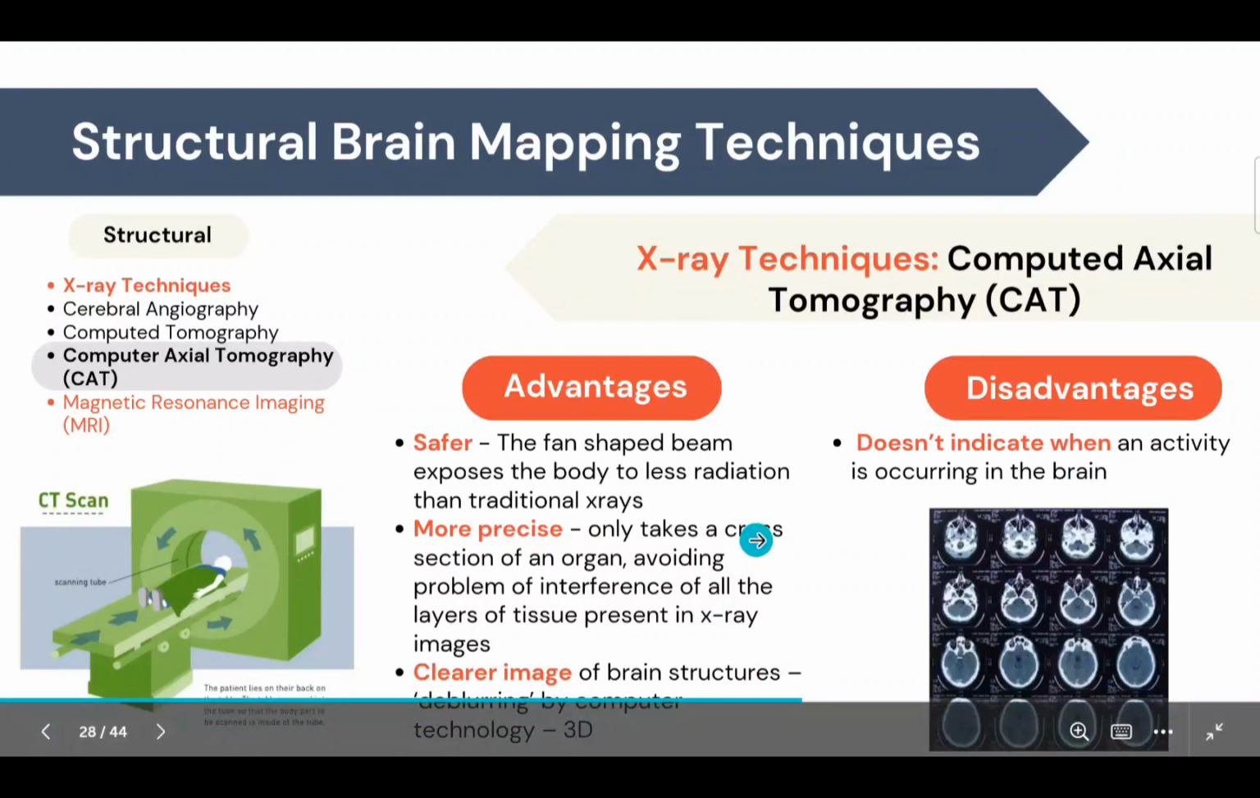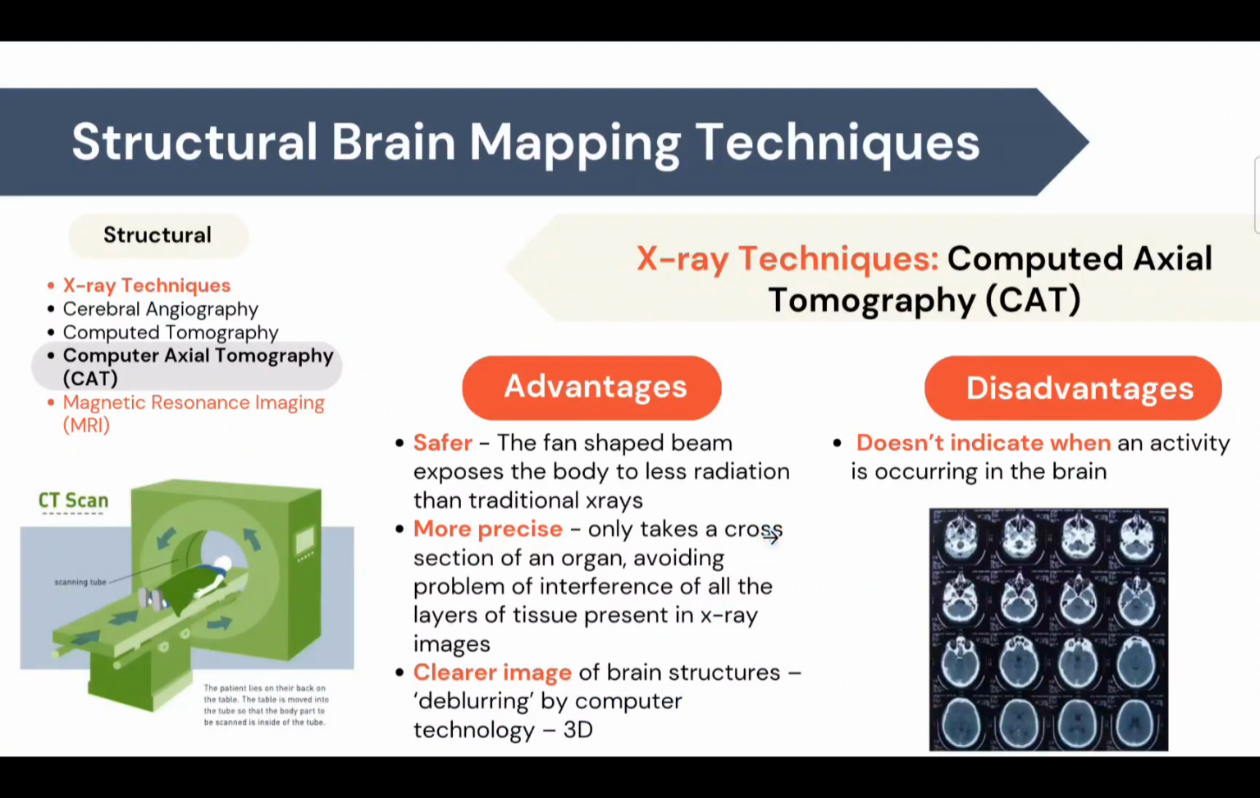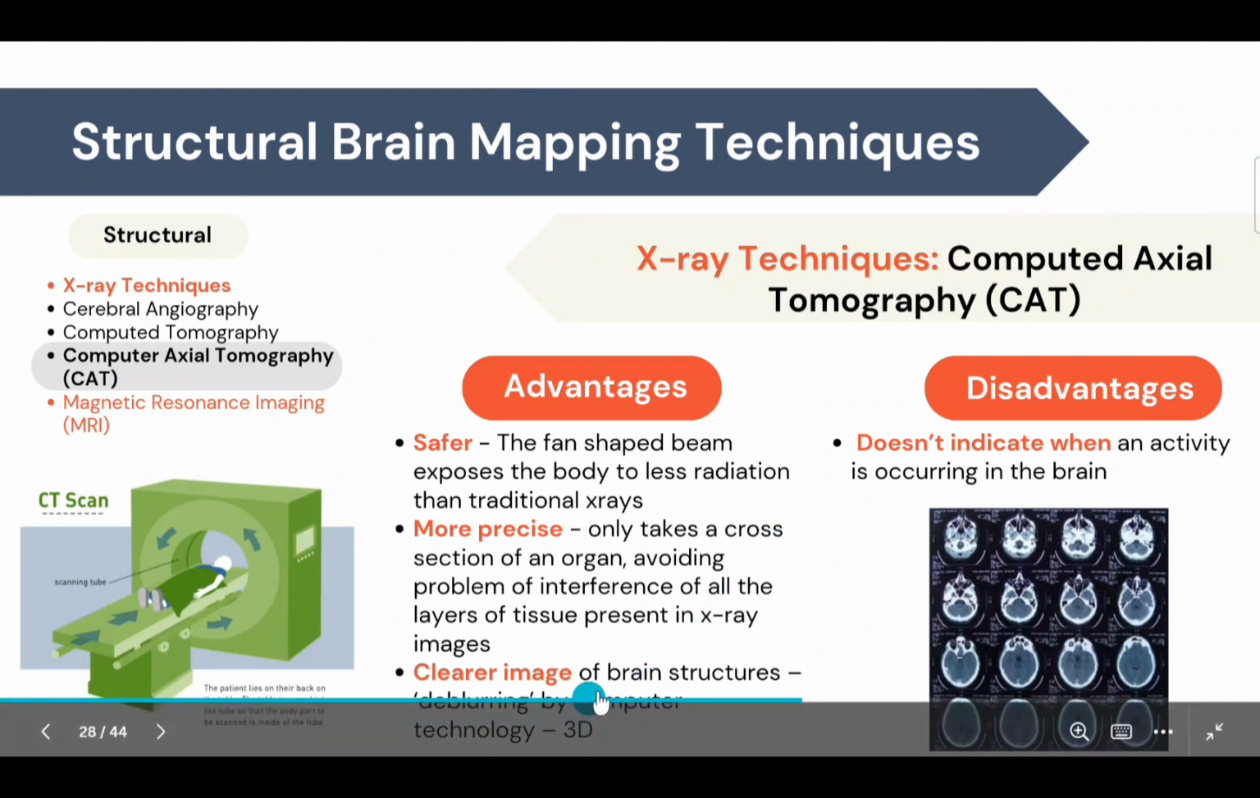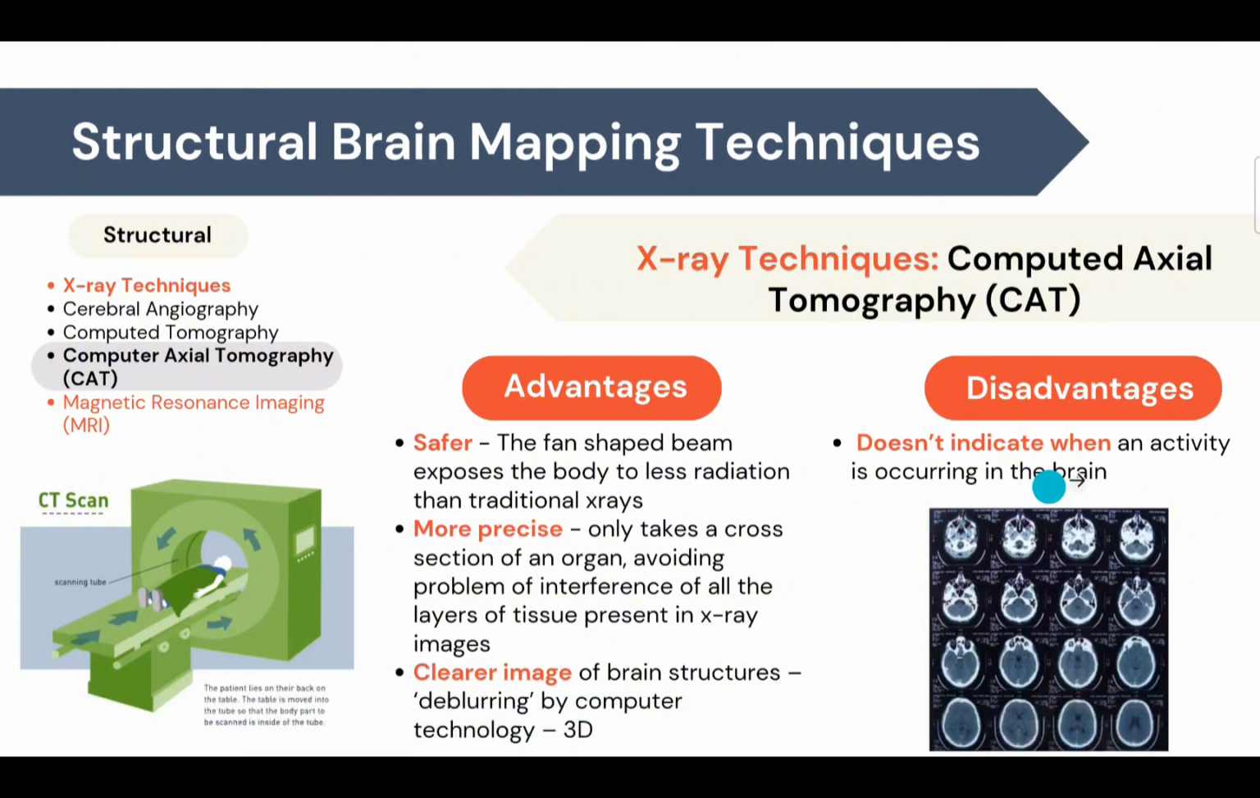So just like I explained just now, the advantages are that it is safer, more precise, and has a clearer image. But it doesn't indicate when an activity is occurring in the brain. Why? Because this is a structural brain mapping technique. You will only be presented with a static brain image picture, right?